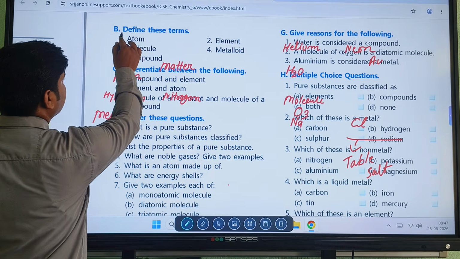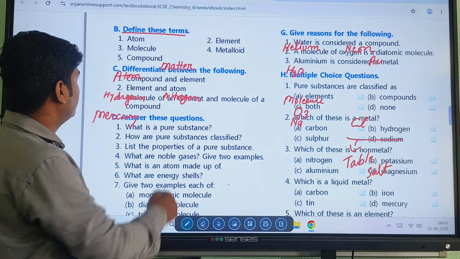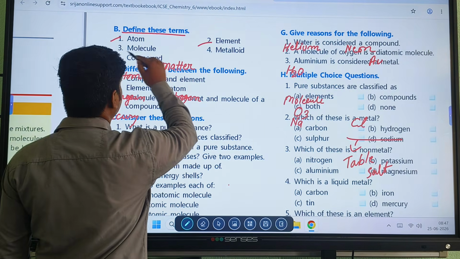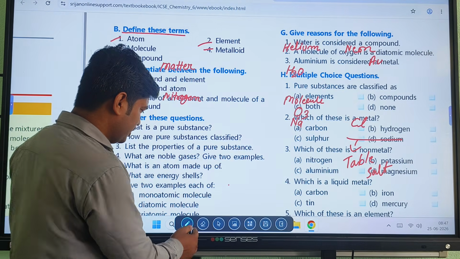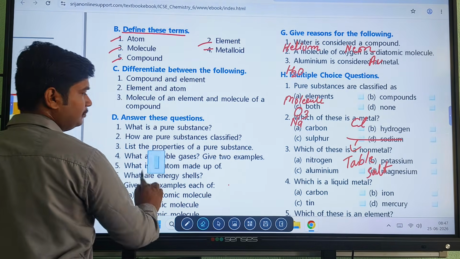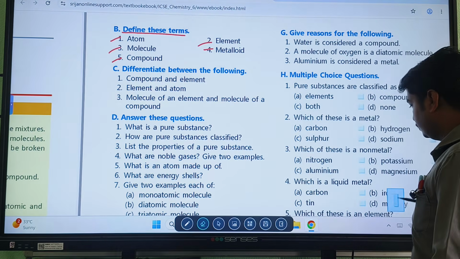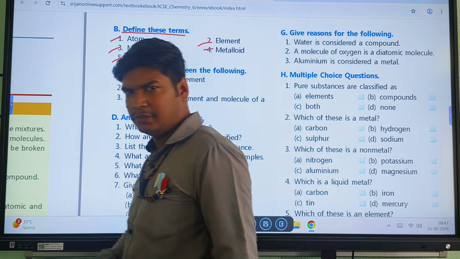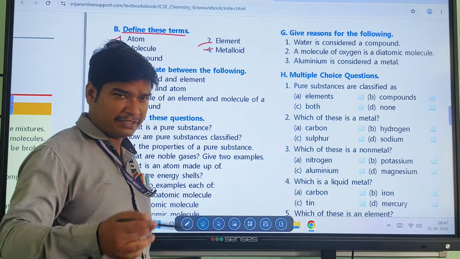Here, definition is given. Okay, so define these terms. You need to define. Number 1, atom. Number 2, element, molecules, metalloid, compounds. You know what is the definition. Let me first erase these things. What is an atom? You know that this is the smallest particle, okay, of any material, of any matter.